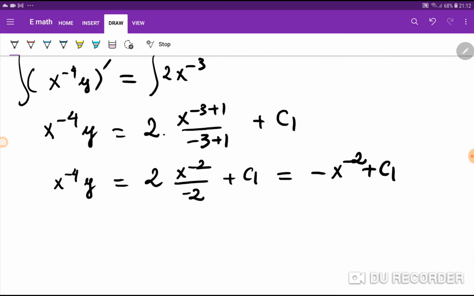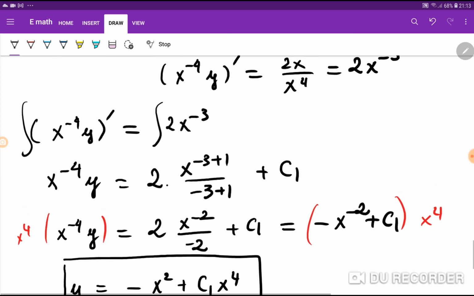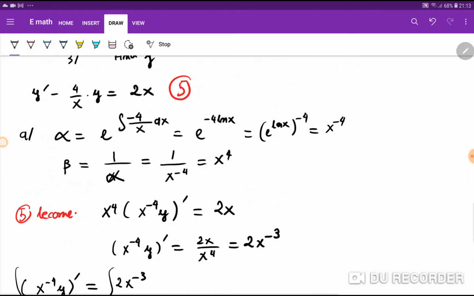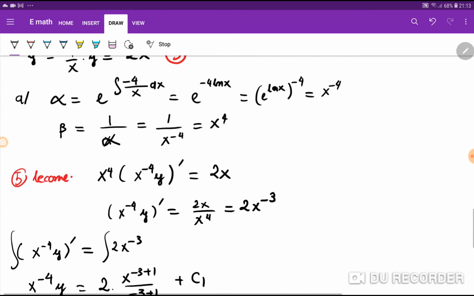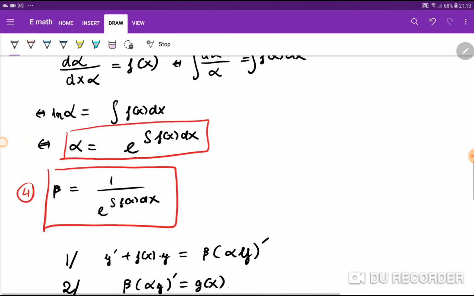I'm going to multiply x to the power 4 on both sides, the whole thing, this one. Okay, so y equals negative x squared plus c1 x^4. Okay, and that's, my friend, how you solve it. You find alpha, you find beta, and then you solve the integral, and that's your y.